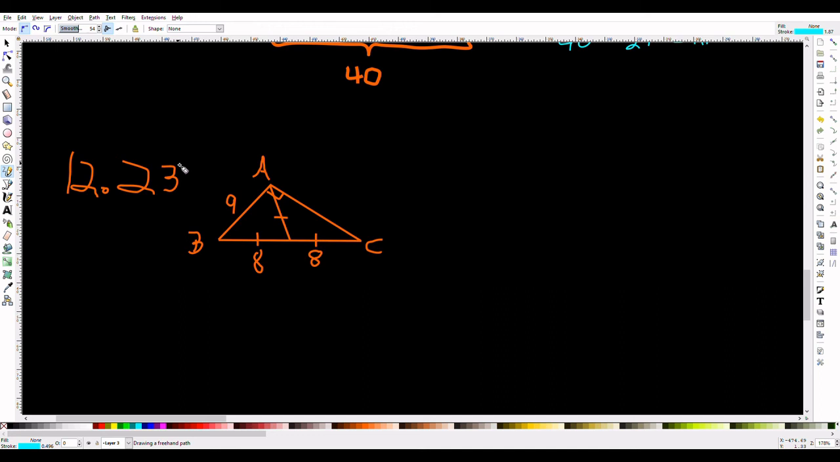But if you remember, the median of a triangle is the line segment that goes from a vertex to the opposite midpoint. So AM goes from the vertex to the opposite midpoint. And since we know that AM is 8, and that the midpoint of BC divides BC into two line segments of 8, then as my diagram shows, AM equals BM equals MC.